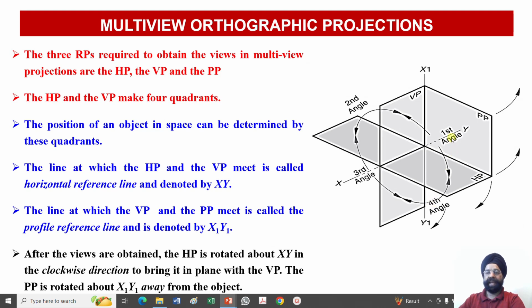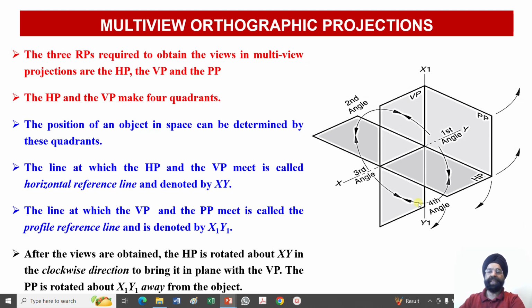If the object lies in the first quadrant, the projections obtained are called first angle projections. When the object lies in the second quadrant, the projection method is called second angle projection. When the object lies in the third quadrant, the method is called third angle projection. And when the object lies in the fourth quadrant, the method is called fourth angle projection.